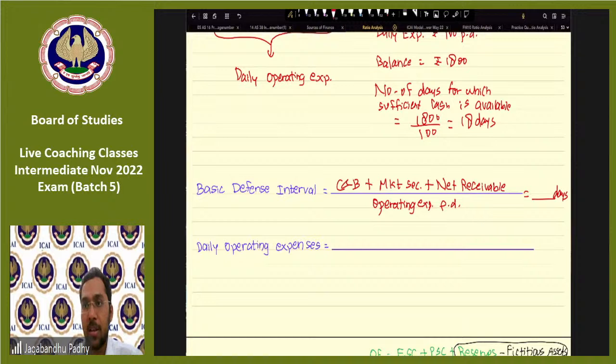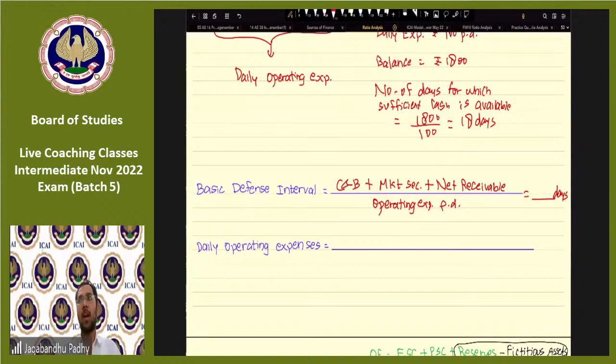So this is again a measure that we have for basic defense interval, which is cash, bank plus marketable security plus net receivable divided by operating expense per day. That will give you the number of days of funds that you have got. Now, daily operating expenses. We need this, right? So how do we know what the daily operating expenses are?